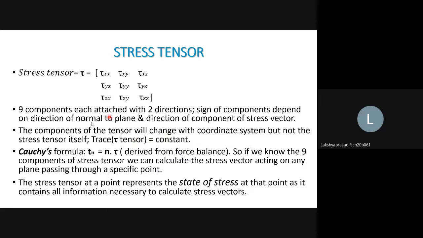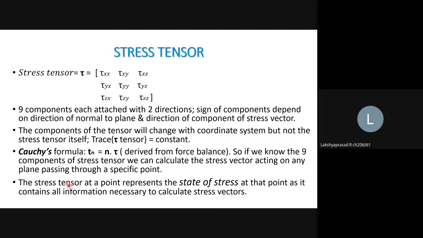Now, the next one is a very important formula: Cauchy's formula. Tn is equal to n dot tau, where n is the normal vector of the surface on which the force is acting, tau is the stress tensor, and Tn is the stress vector. If you want to know, it is derived from the force balance only. So if we know the 9 components of the stress tensor, we can easily calculate the stress vector acting on any plane passing through a specific point.